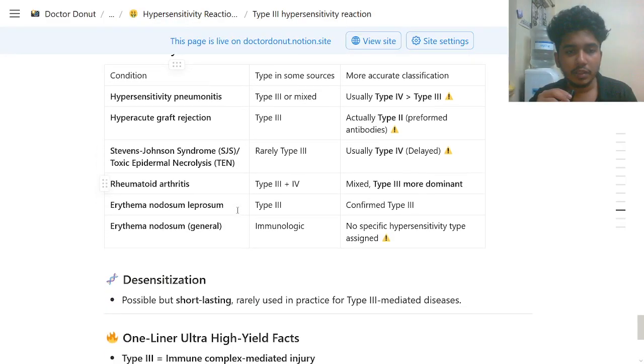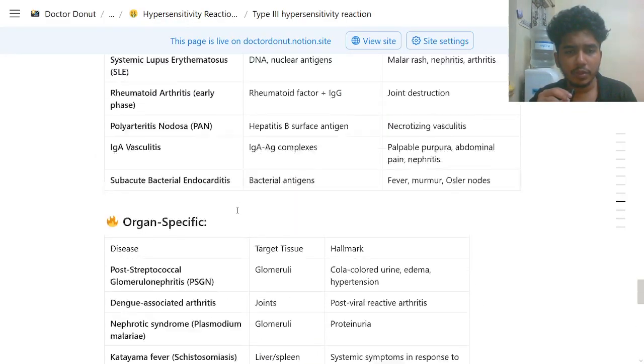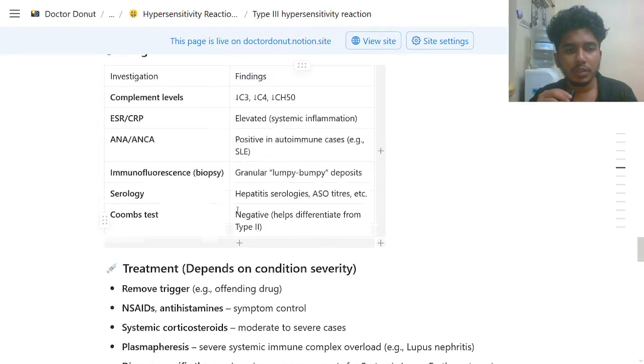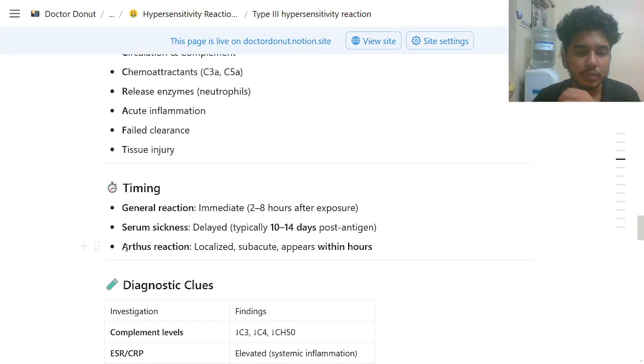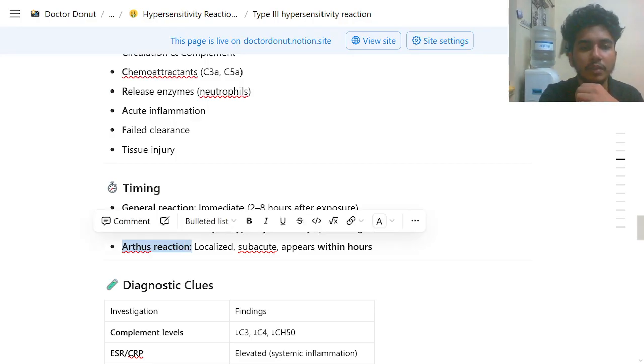Did we talk about the things that we want to talk about? Yeah, one thing I'm searching for is we did not talk about Arthur's reaction, guys. So we'll just put in a few points about it. How does that sound? Does that sound cool?